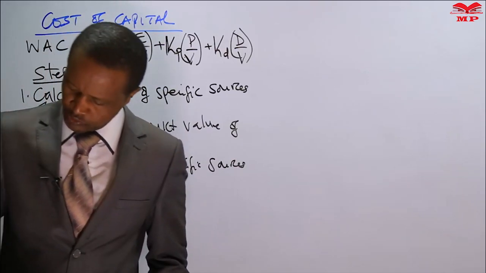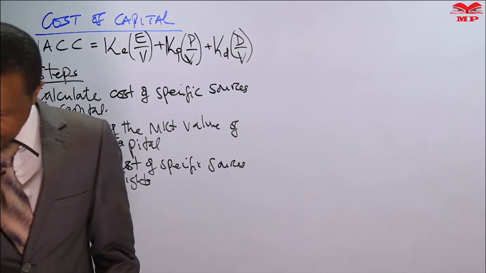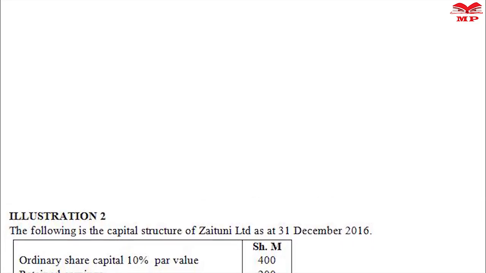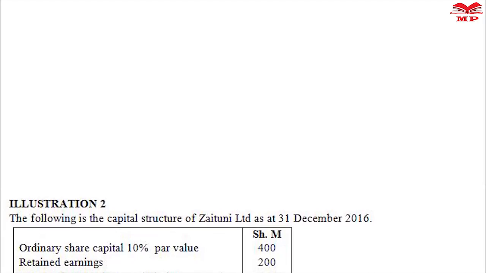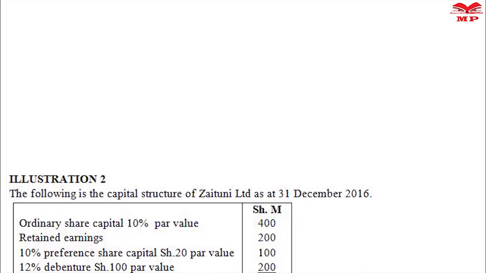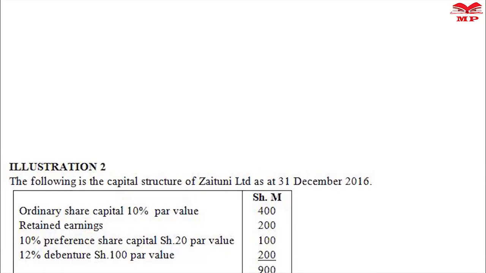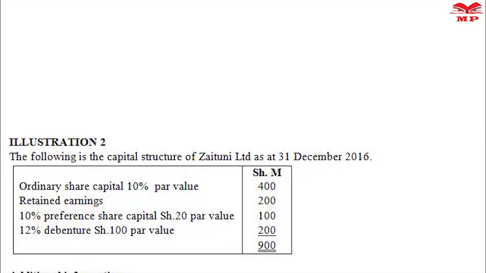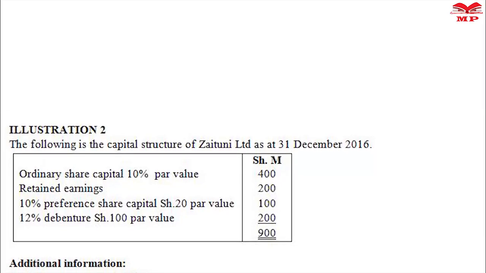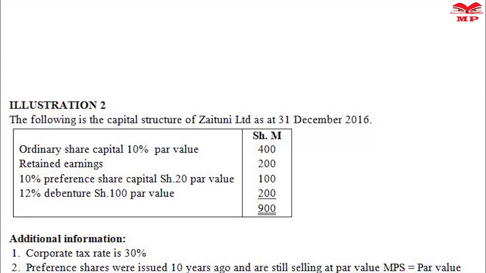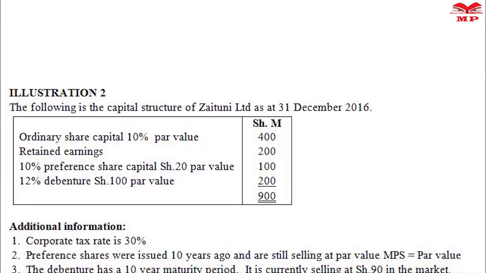Illustration number 2, and I read it. The following is the capital structure of Zaituni Limited as at 31st December 2016. Ordinary share capital 10% par value 400 million. Retained earnings 200 million. 10% preference share capital 20% par value 100 million. 12% debenture 100 shillings par value 200 million.